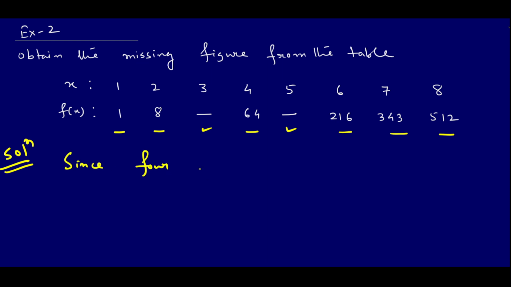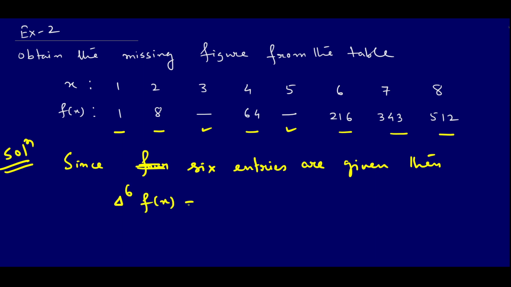Since 6 entries are given, then directly you can write delta to the power 6 of f of x equals to how much? 0. Okay, 6 entries are given, so directly we can write delta to the power 6 equals to 0. So again, what is delta? Delta is (E minus 1) whole to the power 6 f of x equals to 0.